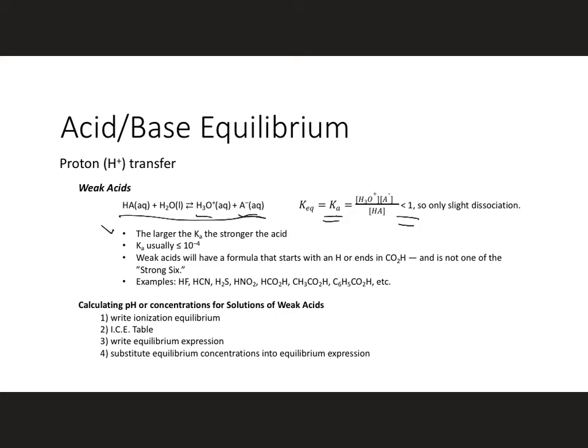The Ka for most weak acids are going to be less than or equal to 10 to the minus 4th, and we'll recognize weak acids formulaically by the fact that they will either begin with an H or they'll end in CO2H, but they will not be one of our strong six. Here are some examples. HF, hydrofluoric, HCN, hydrocyanic, H2S, hydrosulfuric, be careful here, HNO2, that's nitrous acid, and then here are three examples of those acids that end in CO2H.